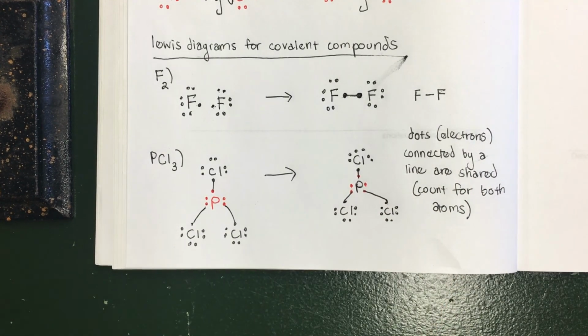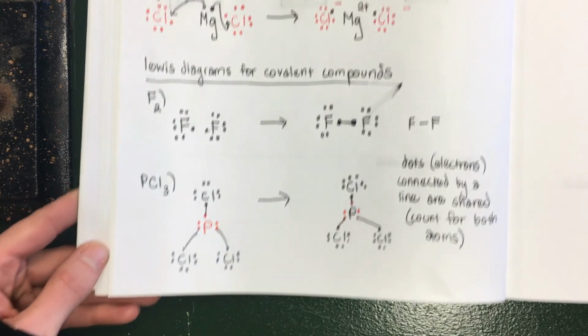Okay, so that's how you do Lewis diagrams for ionic and covalent compounds. Let me know if you have any questions.